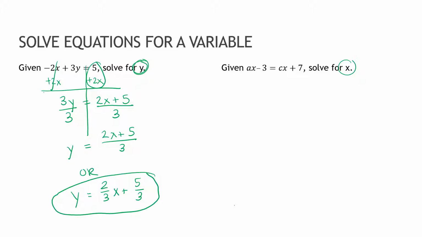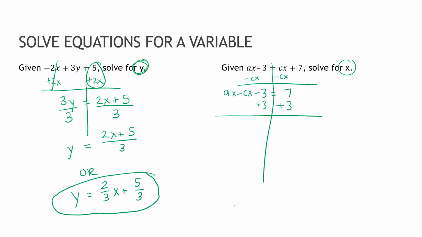For the second one, we're solving for x. This one I made a little bit harder because, as you can see, I have an x on each side. So just like I did on my last question, I'm going to get all of the x's to one side. So I'm going to choose to subtract cx from each side. Now when I do that, I get ax minus cx, and I still have minus 3. On the right, I have my positive 7. Let's get rid of that 3 because the 3 doesn't have an x, and we want only things with x's on the left. So let's add 3 to each side. That gives me ax minus cx equals 10.